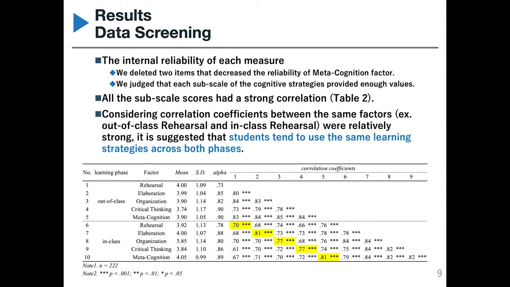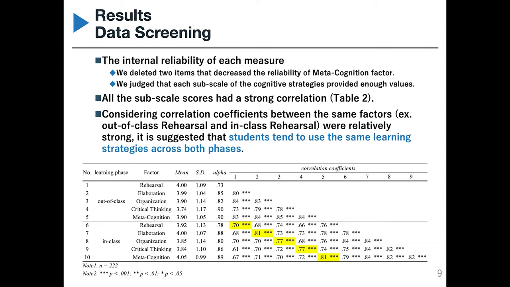I will explain the results of data screening. The internal reliability of each measure was assessed using Cronbach's coefficient alpha. Based on the calculated data, we deleted 2 items that decreased the reliability of the metacognition factor. Then, we judged that each subscale of the cognitive strategies provided enough values.